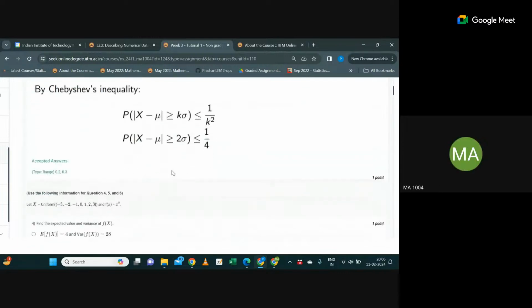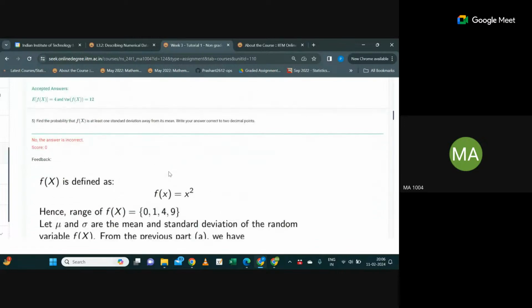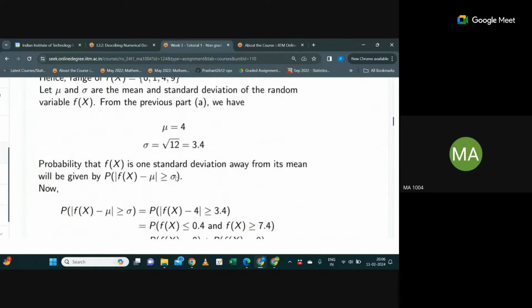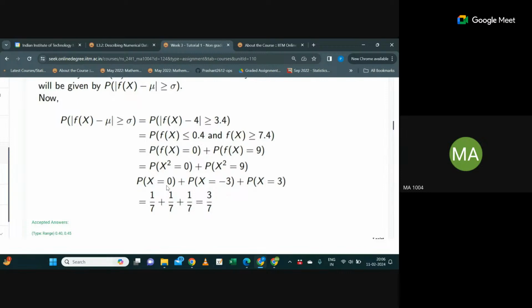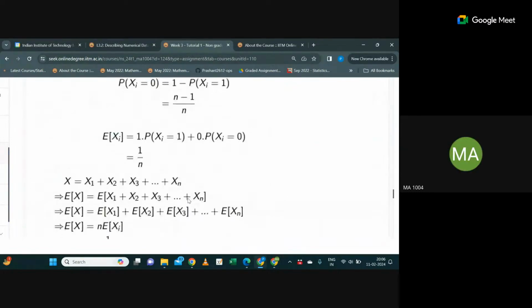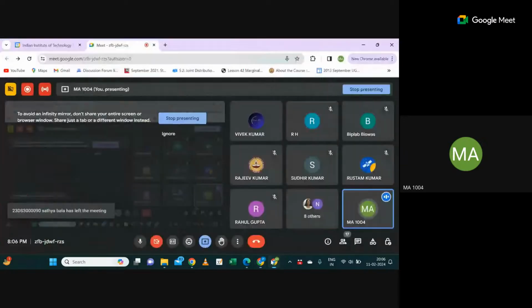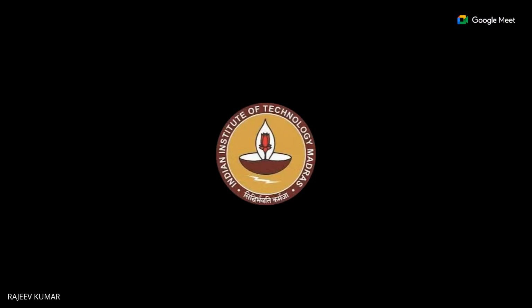You are talking about question number 5, right? Yeah, you can simply say it's greater or equal to sigma, where the value of k is equal to 1. Okay, fine. If you click on the check answers, you will get the solution below every question. Okay, I didn't know that. No problem, sir.